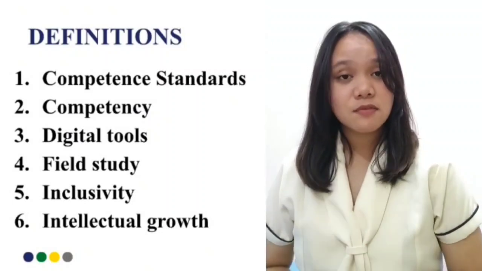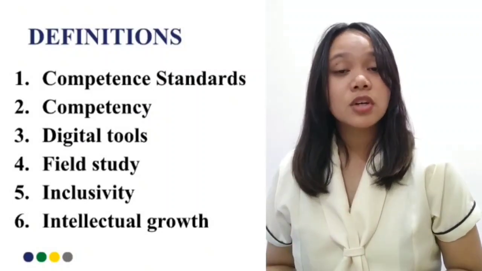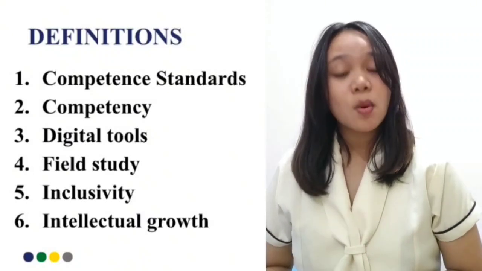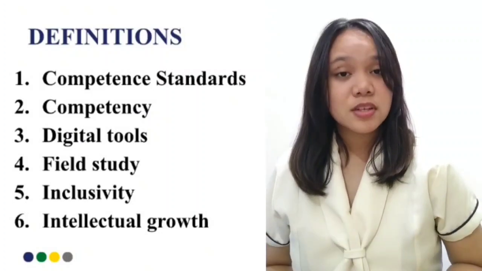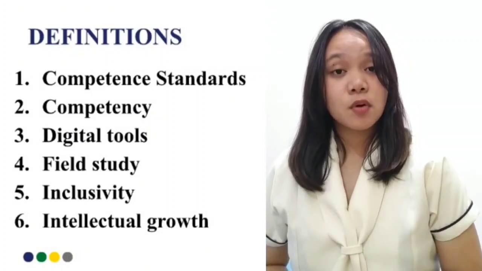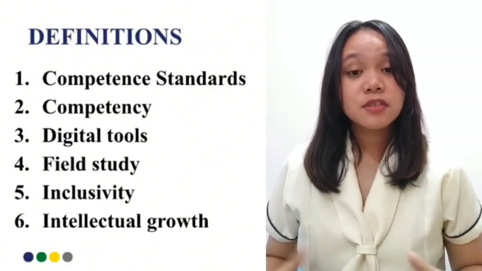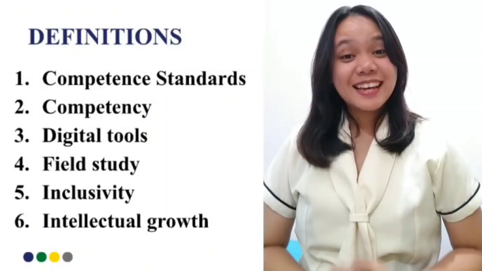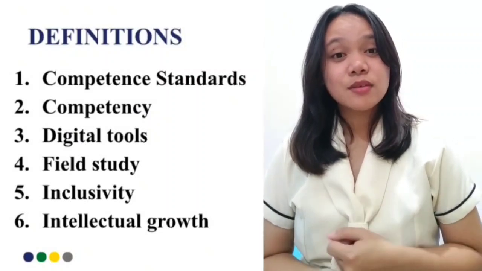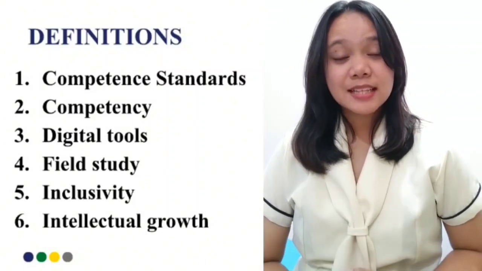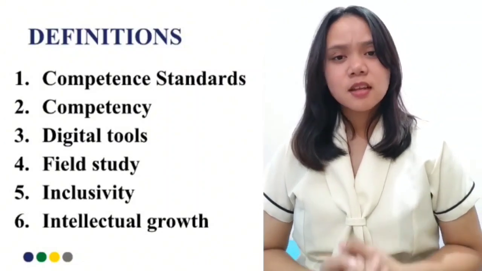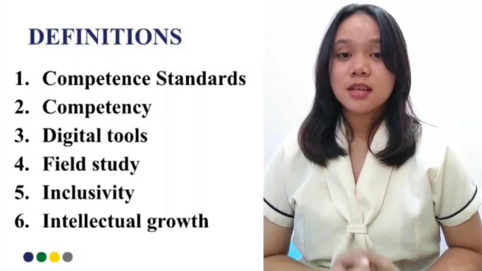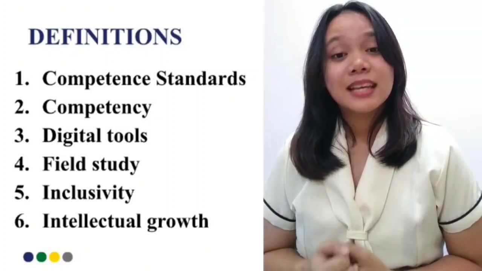And next is the inclusivity. So the practice or policy of ensuring that all individuals, regardless of their backgrounds, characteristics, are given equal opportunities and resources, services, and it involves creating an environment where every student feels valued, respected, and supported. Next is the intellectual growth. So it is also called cognitive growth. So this pertains to the cognitive ability of the child to think and reason. So it is about how they organize their thoughts and ideas to make sense of the world they live in.